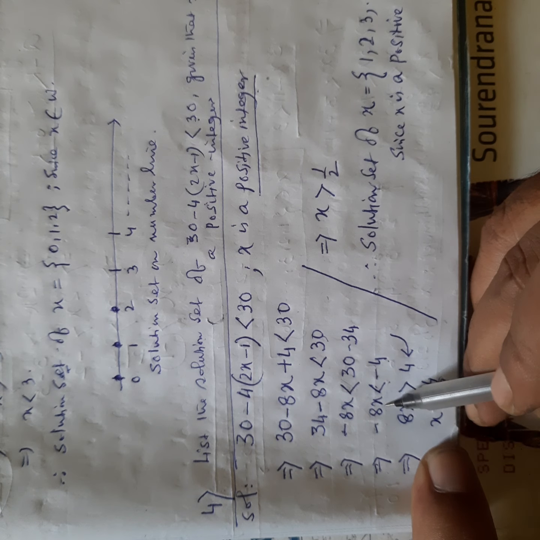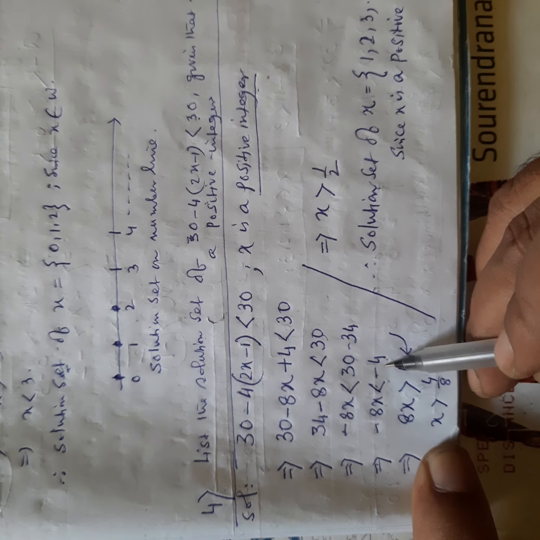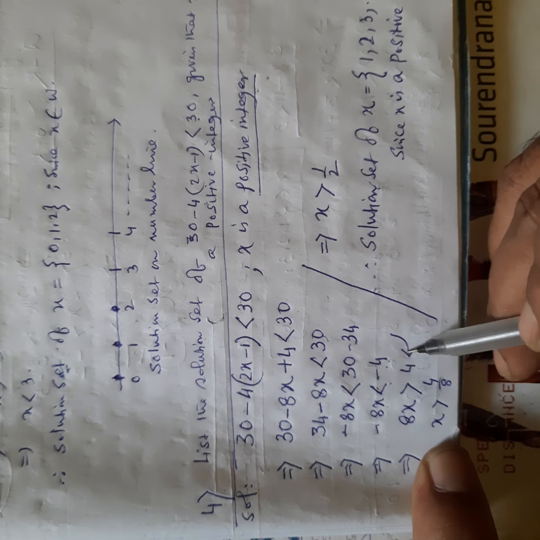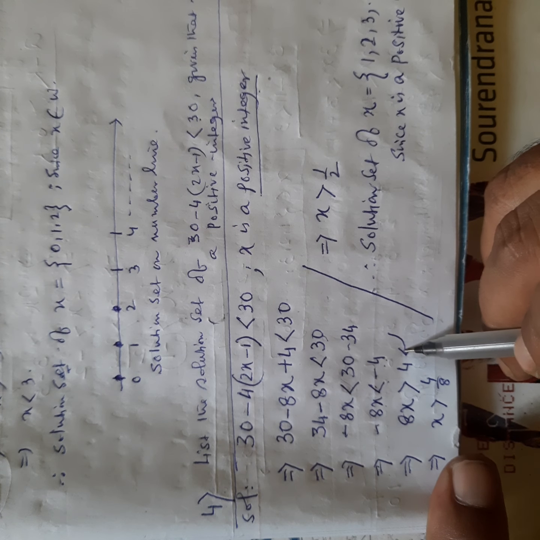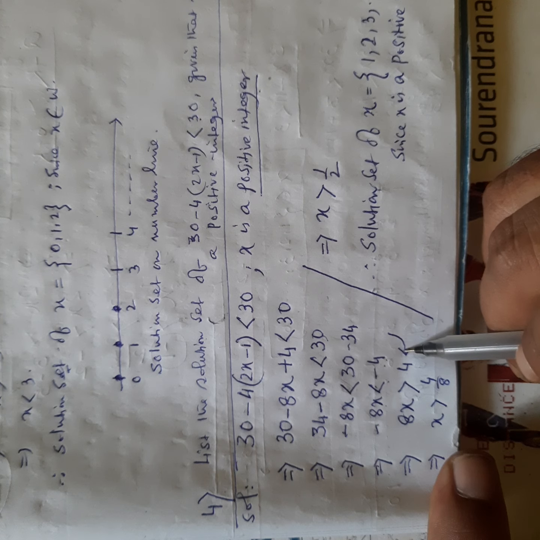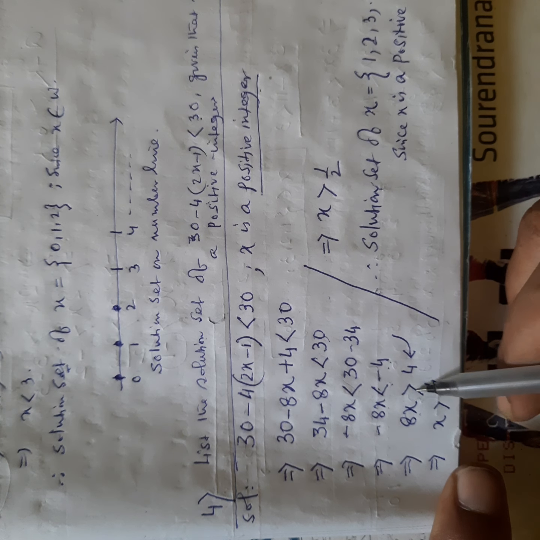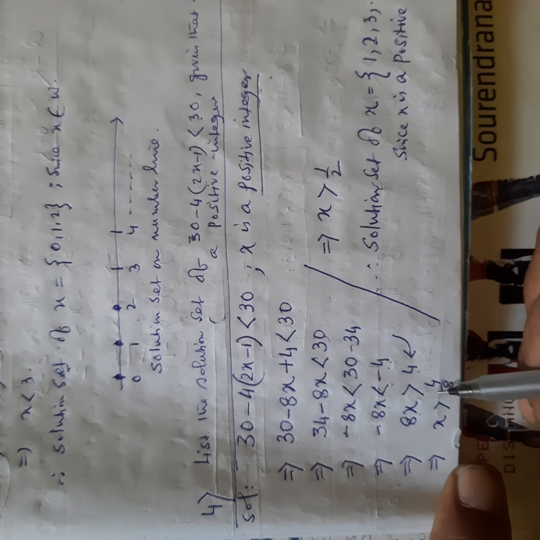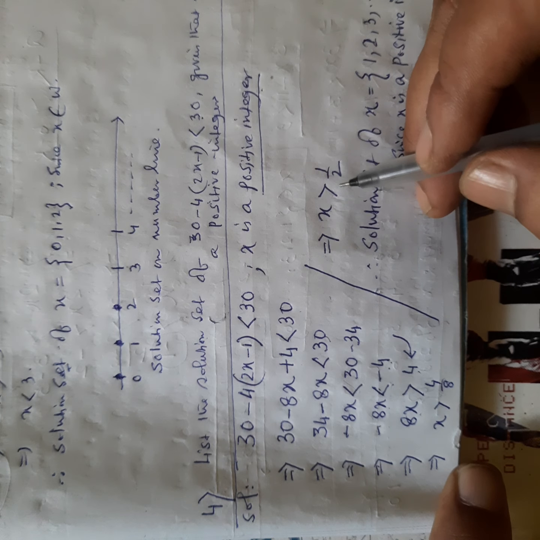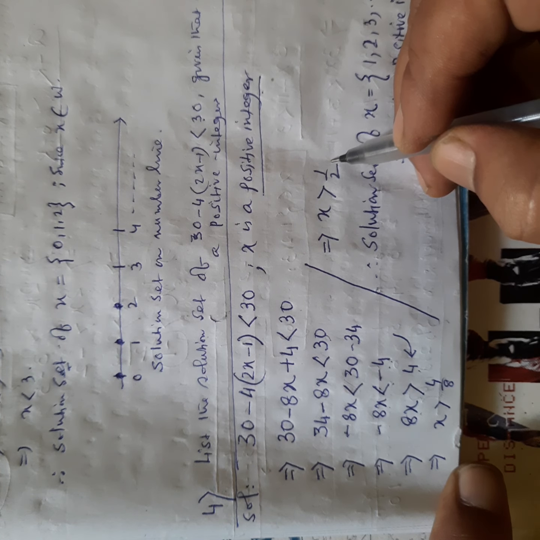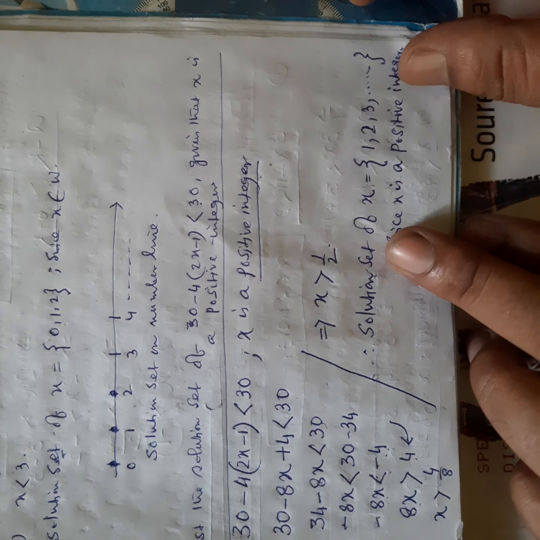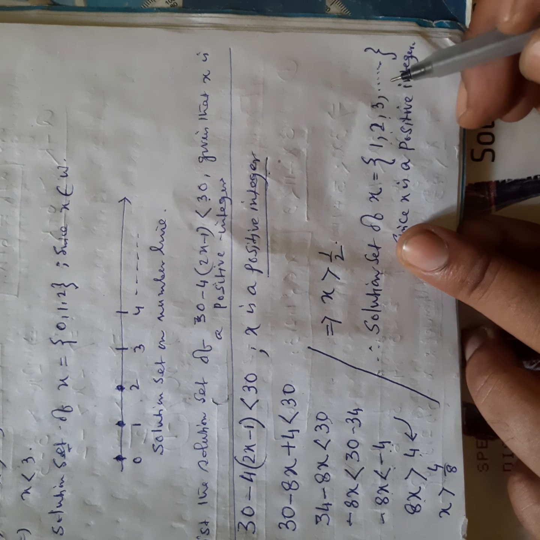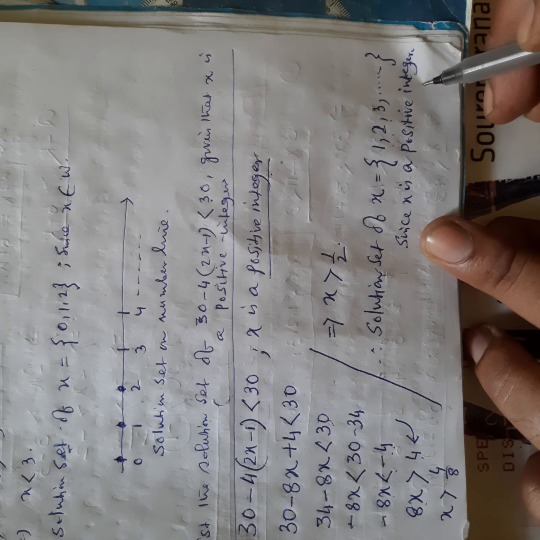In the previous step, minus 8x less than minus 4. From this step we get this step by multiplying by minus 1, and according to the rule of inequations, when we multiply by minus 1, the inequality sign is changed, so we get 8x greater than 4. This implies that x greater than 4 by 8. This implies that x greater than half. Here x is a positive integer, therefore the solution set of x equals {1, 2, 3, ...}.